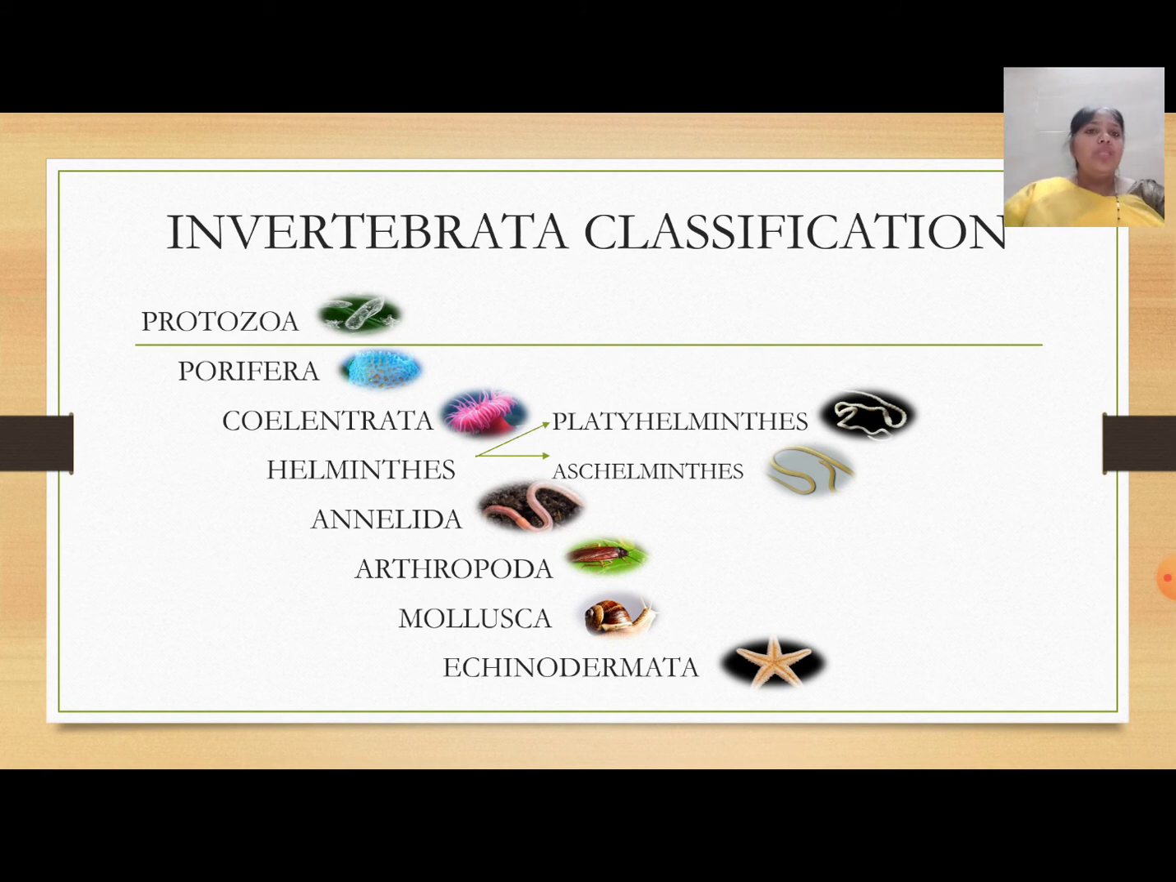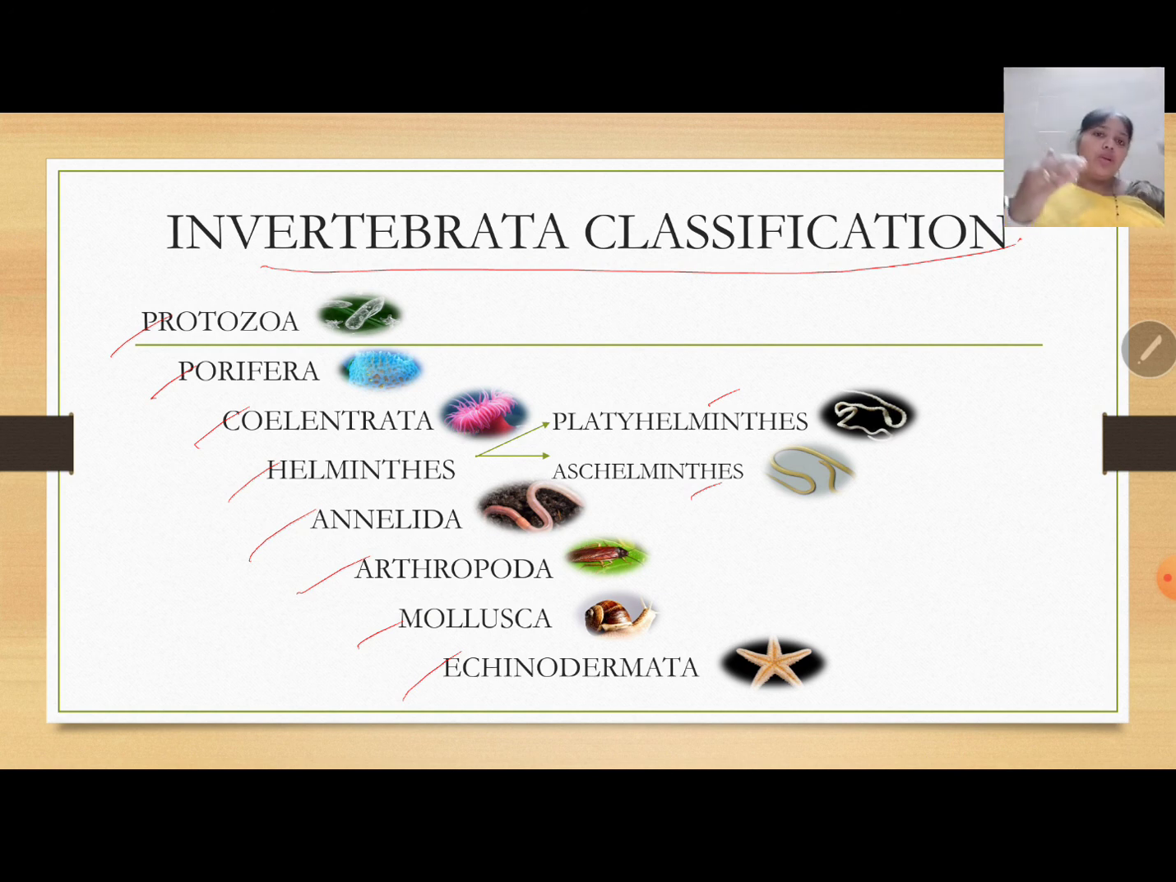When we talk about invertebrate classification, all of us know protozoans, poriferans, coelentrates. Under helminths you have platyhelminths, aschelminths. Then you have the annelids, then the arthropods, mollusca, and echinodermata. Basically you have 8 divisions, right? So when we talk about this, you can very clearly see the evolution of life through these classes, how they are arranged in a hierarchy.